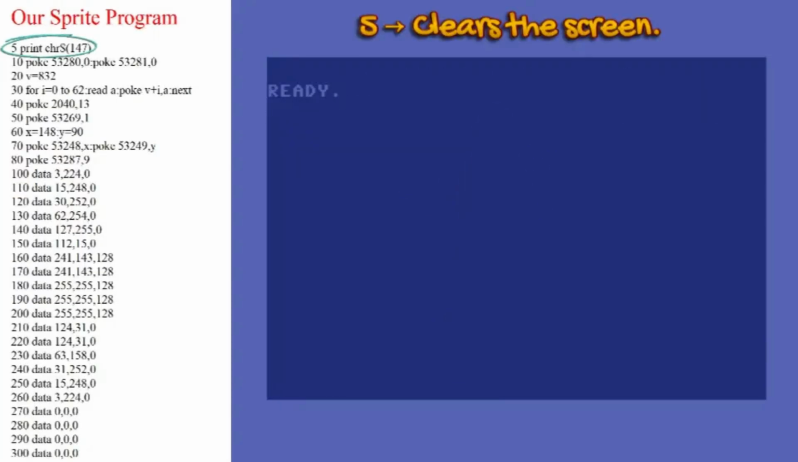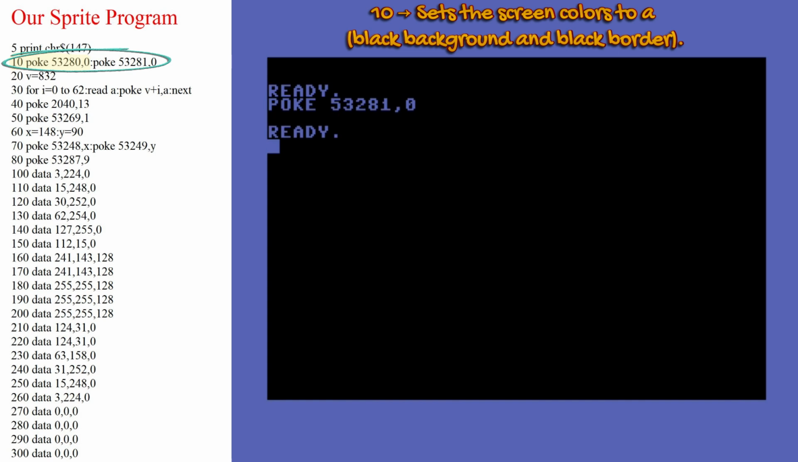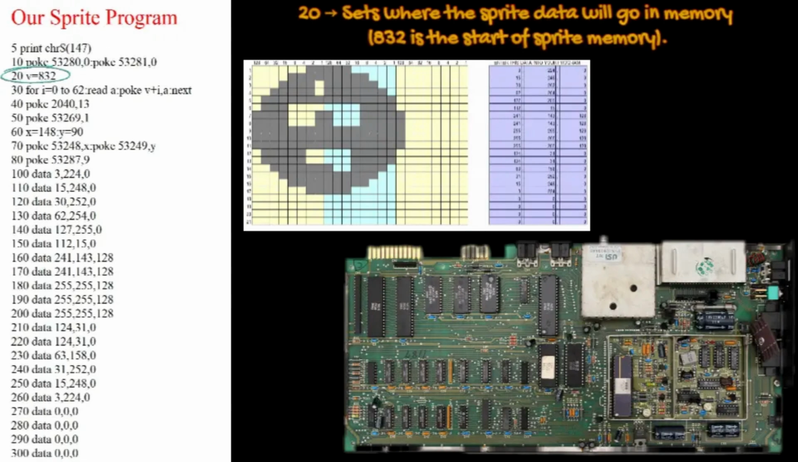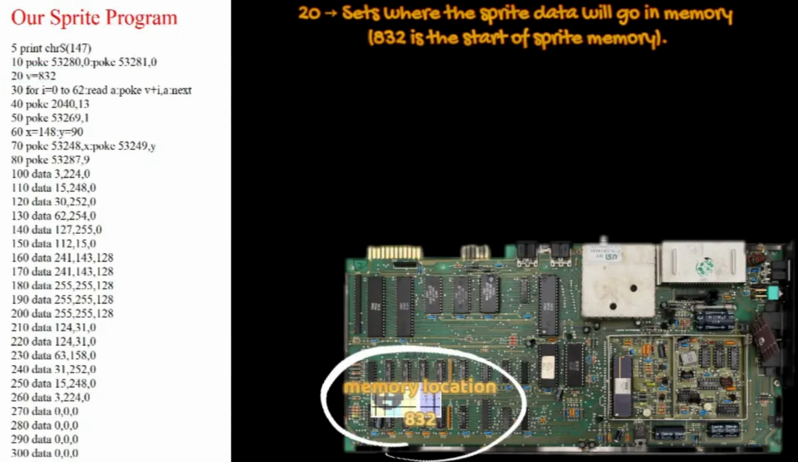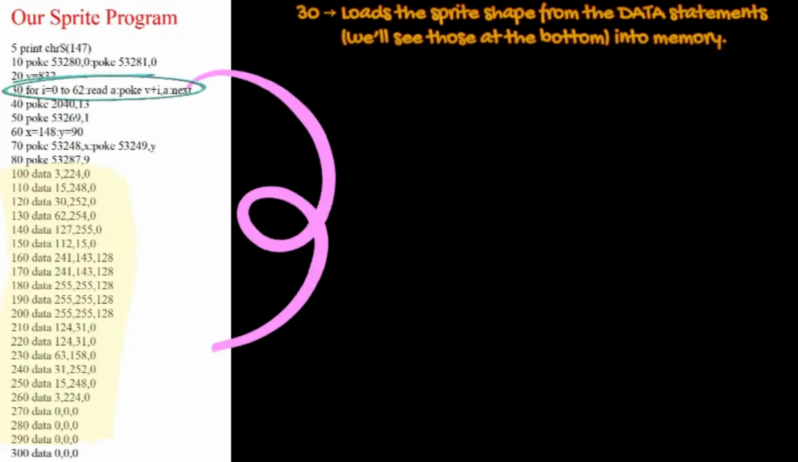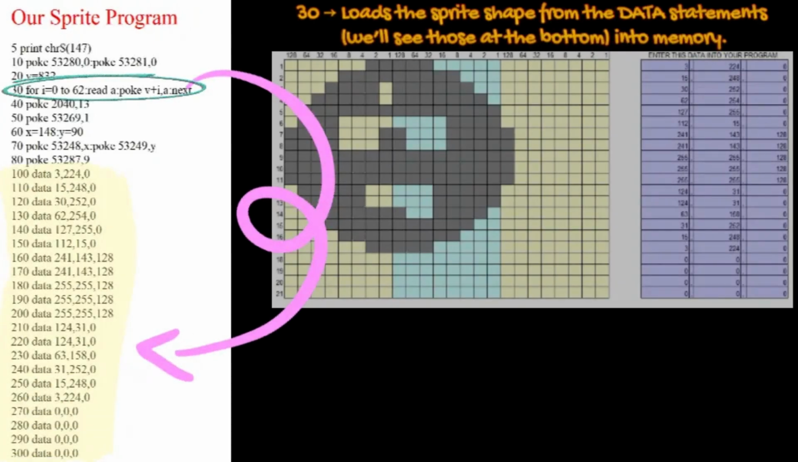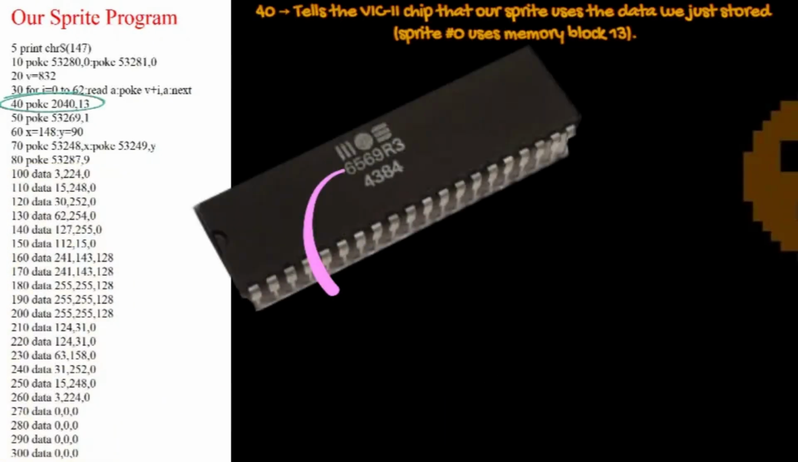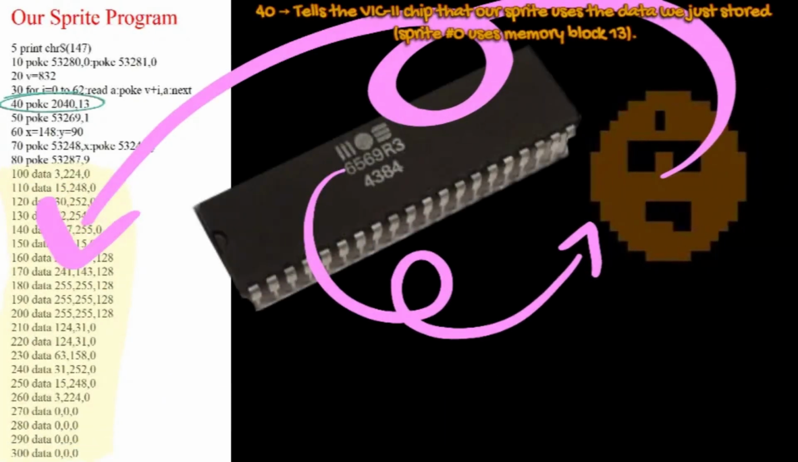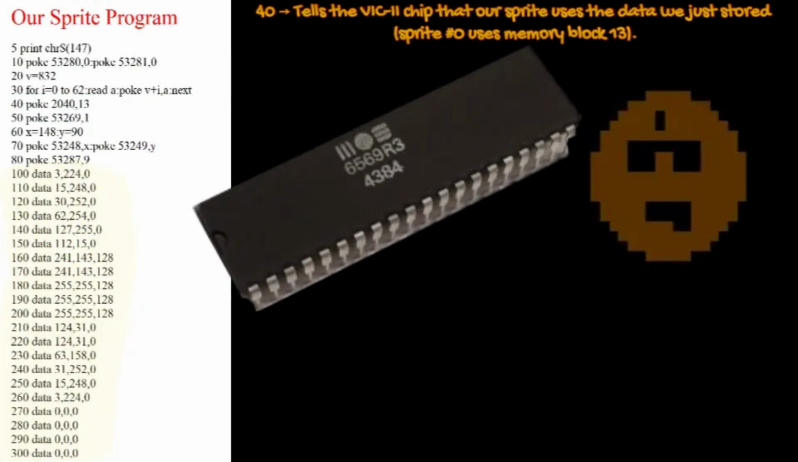5 clears the screen. 10 sets the screen colors to a black background and a black border. 20 sets where the sprite data will go in memory. 832 is the start of sprite memory. 30 loads the sprite shape from the data statements, we'll see those at the bottom, into memory. 40 tells the VIC-II chip that our sprite uses the data we just stored. Sprite number 0 uses memory block 13.